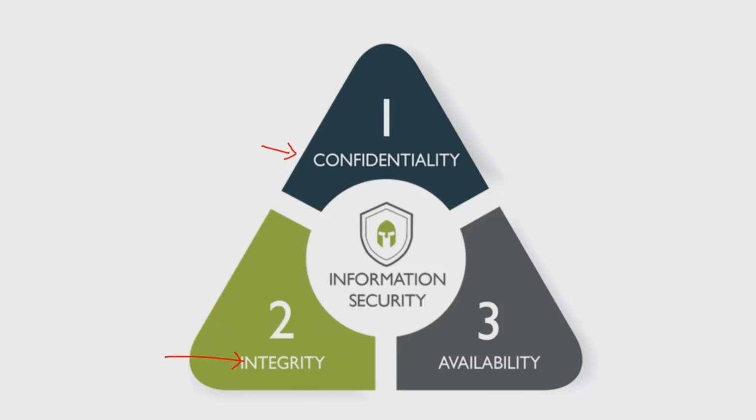Next is integrity. Data integrity ensures that sensitive information can only be changed by authorized individuals. Data authenticity may be ensured by using integrity. Next is availability. System and data availability ensures that authorized users have continuous access to critical computing resources and data.